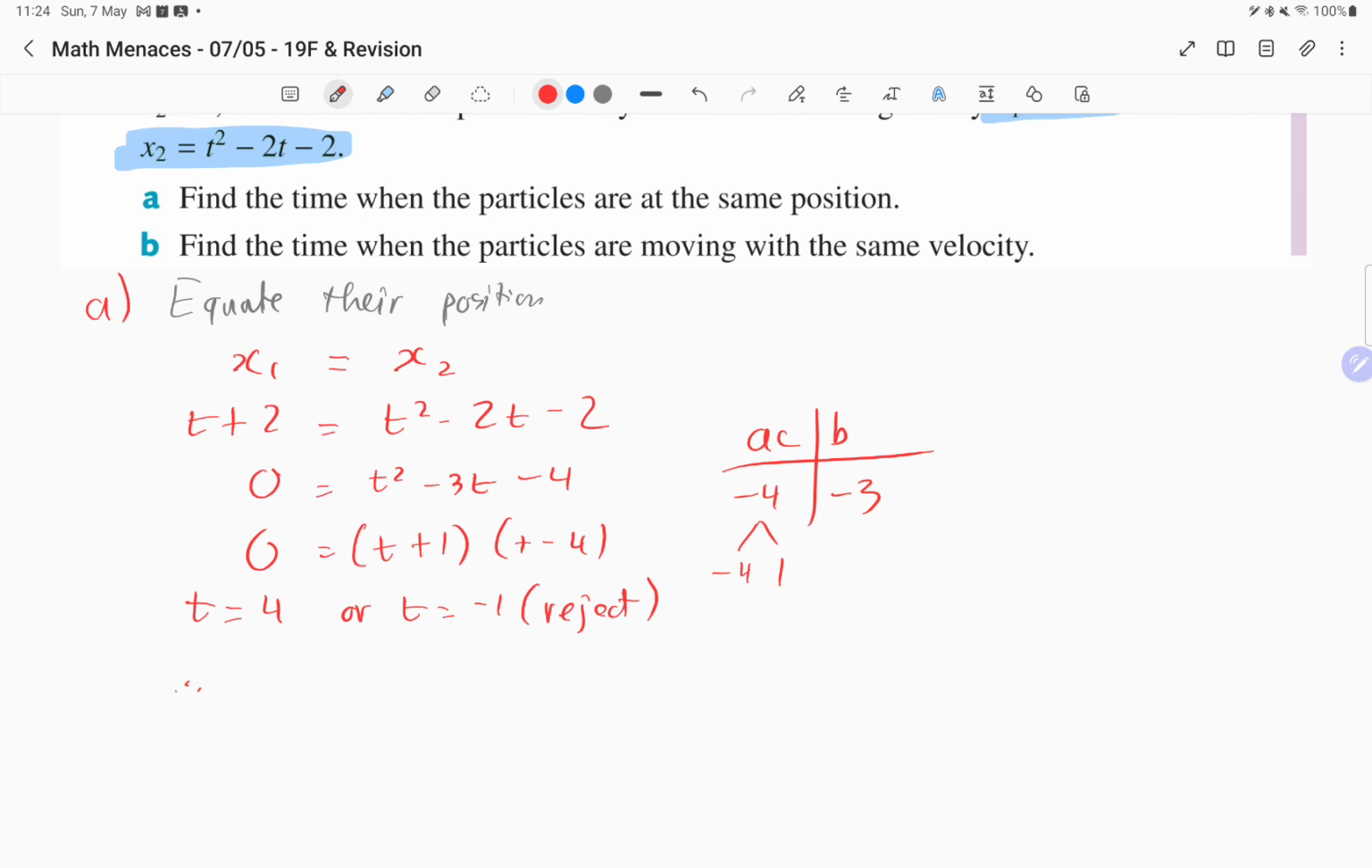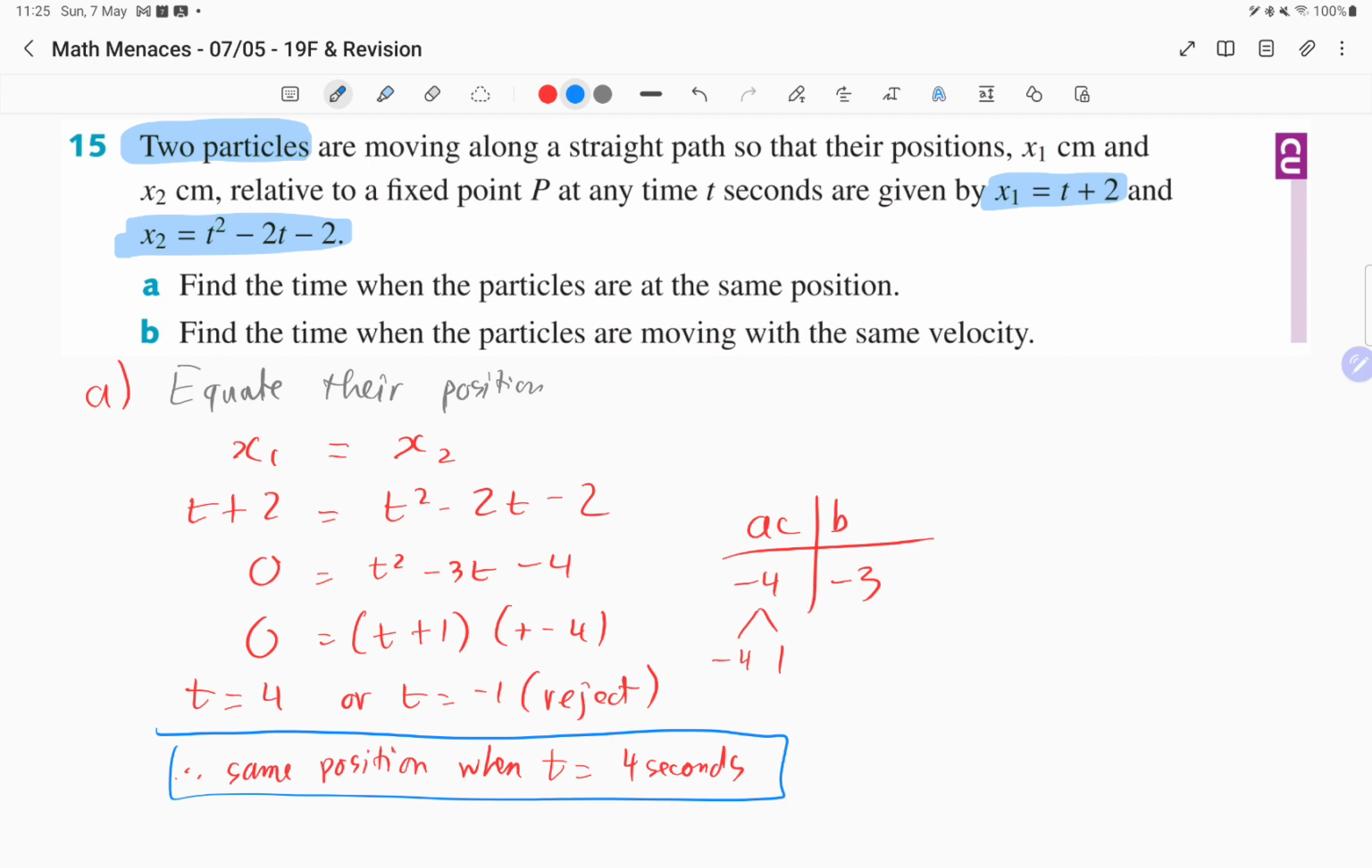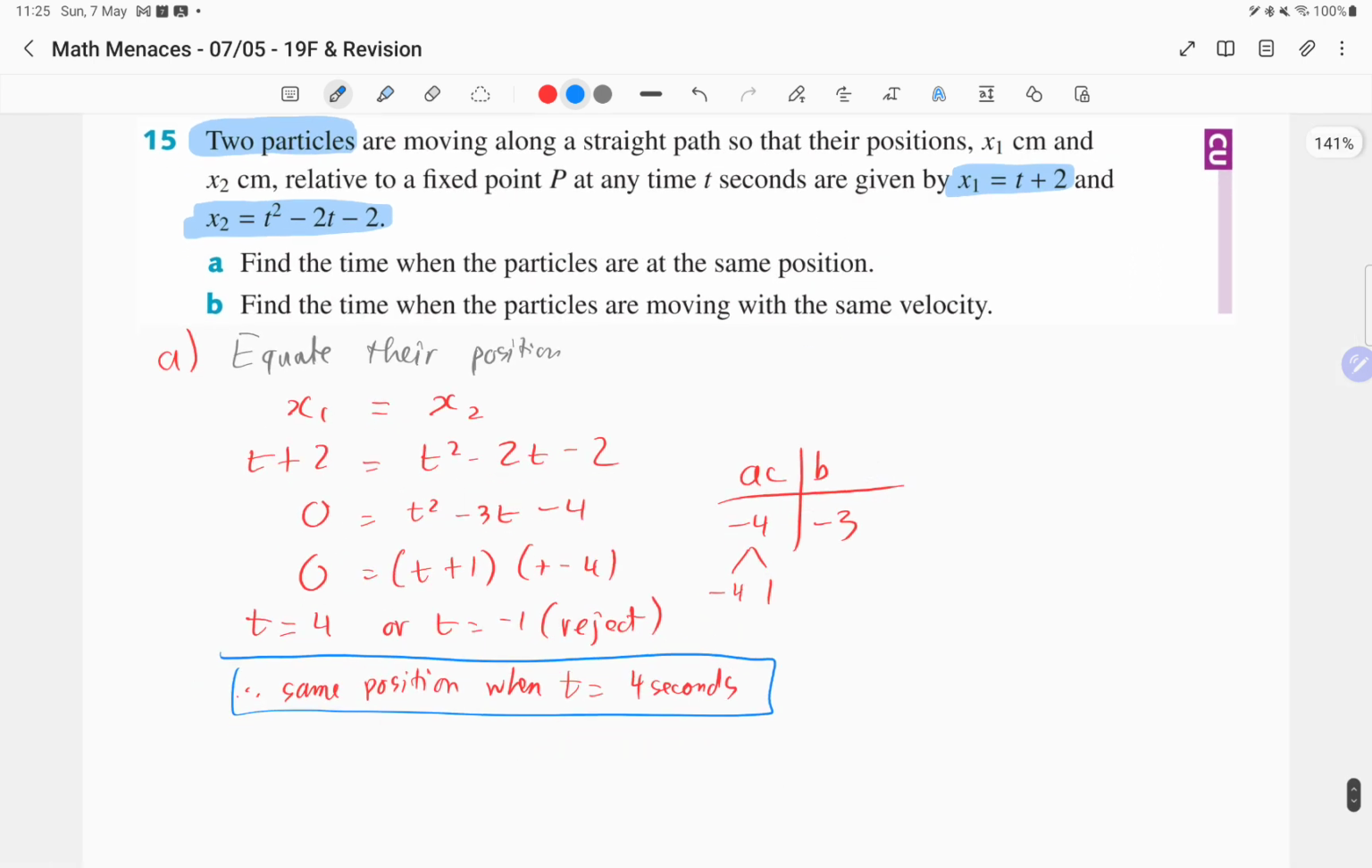So the answer: the time when the particles are at the same position is when t equals 4 seconds. Okay, all right. So not too bad, right? Complex, unfamiliar question. It's just a little bit different, but it's actually not too bad.